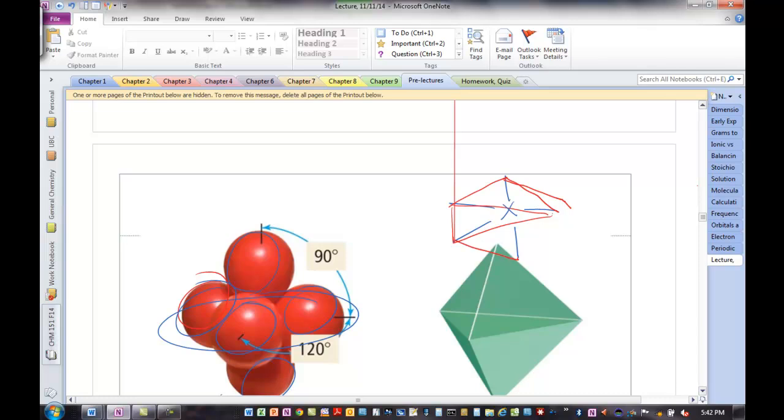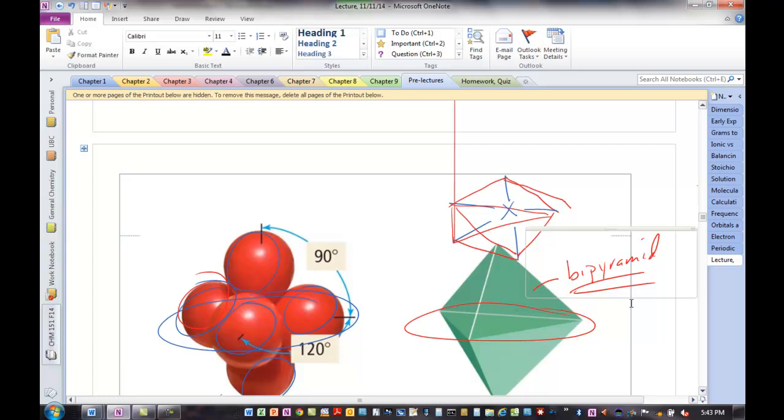If you connect all of these above and below, and my drawing's awful here, as you can see, there's a pyramid above and a pyramid below. There is your bipyramid. So trigonal in the middle, and then a pyramid above, pyramid below. You have to use your imagination, because these things really aren't connected like this, but that's how we get these names.